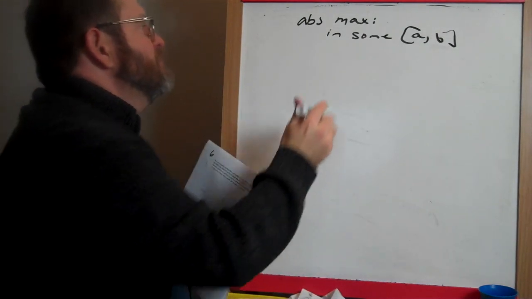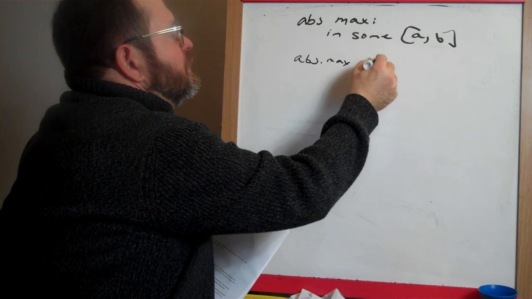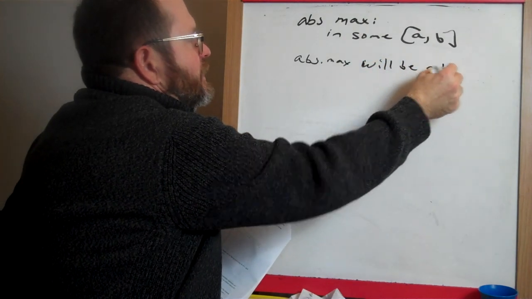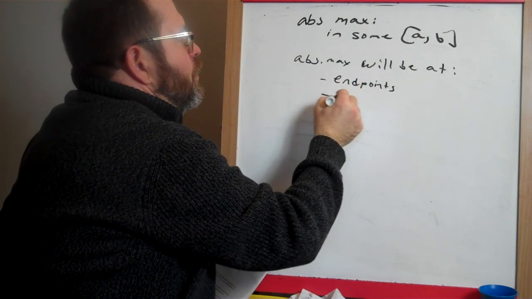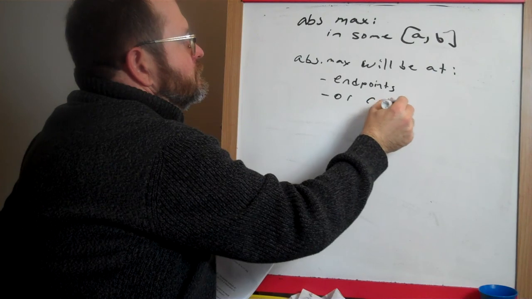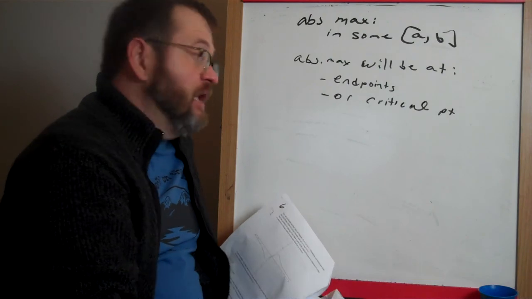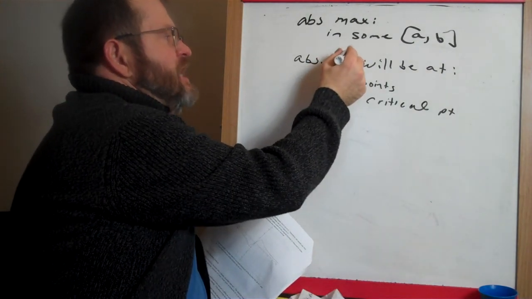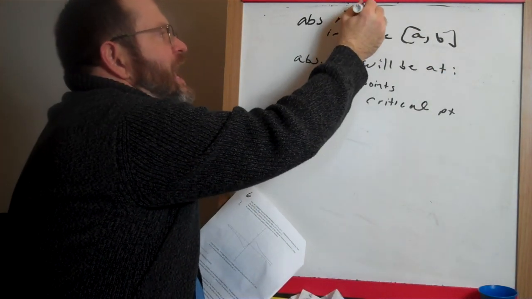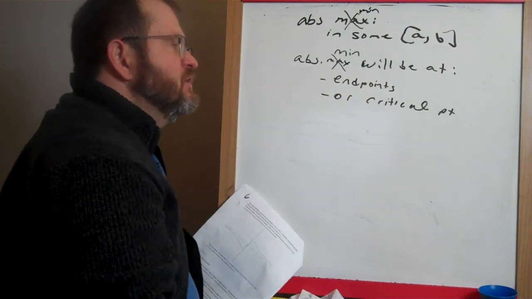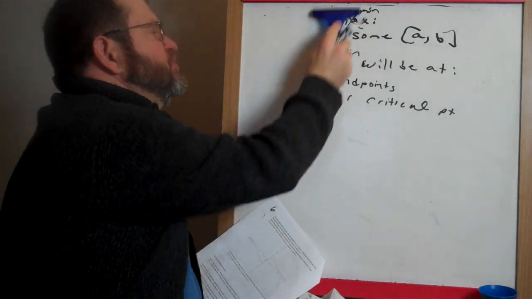Then the absolute max will be at one of the following. It's either at one of the endpoints or a critical point. Those are the only places the absolute maximum can be. And for that matter, we could just cross this out and say the absolute minimum. The absolute minimum in that fixed range will have to be at either the endpoints or at a critical point along the way. And probably the easiest way to do this is just to show you an example.